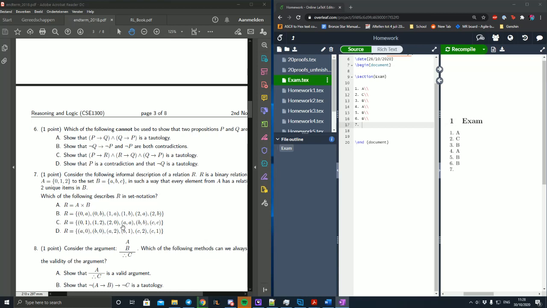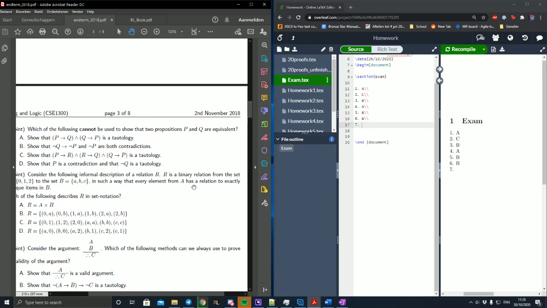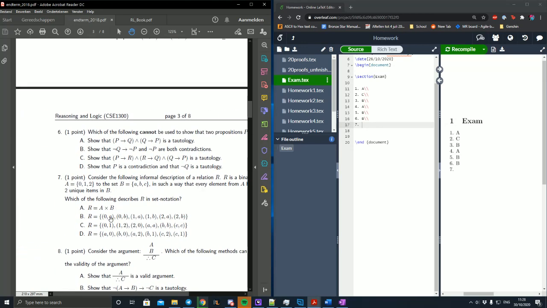This one doesn't make any sense either, because it just relates stuff from A to A and from B to B. And every element from the set A has a relation to exactly 2 items in B. So yeah, no, I think this one is correct, because every element in A, 0, 1, 2, has a relation with exactly 2 unique items in B. So 0A, 0B, 1A, 1B, 2A, 2B.